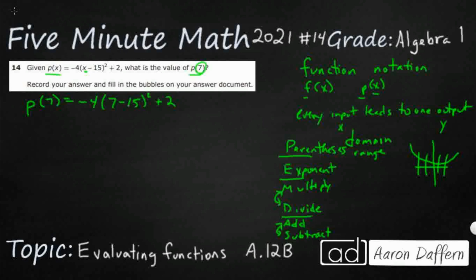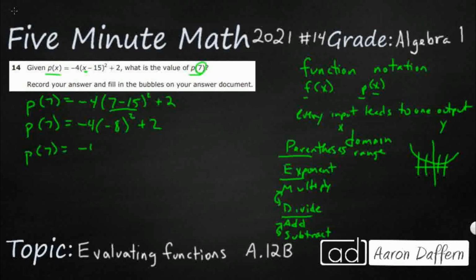So the first thing we're going to do is handle whatever's in the parentheses. And if there are multiple operations within the parentheses, you actually have to use PEMDAS within the parentheses. In this case, there's only one operation within the parentheses. That's subtraction. So we need to take care of that first. We're going to say -4 times, and now this 7 minus 15 is going to be -8 squared plus 2. All right, so now we've got to take care of our exponent next.